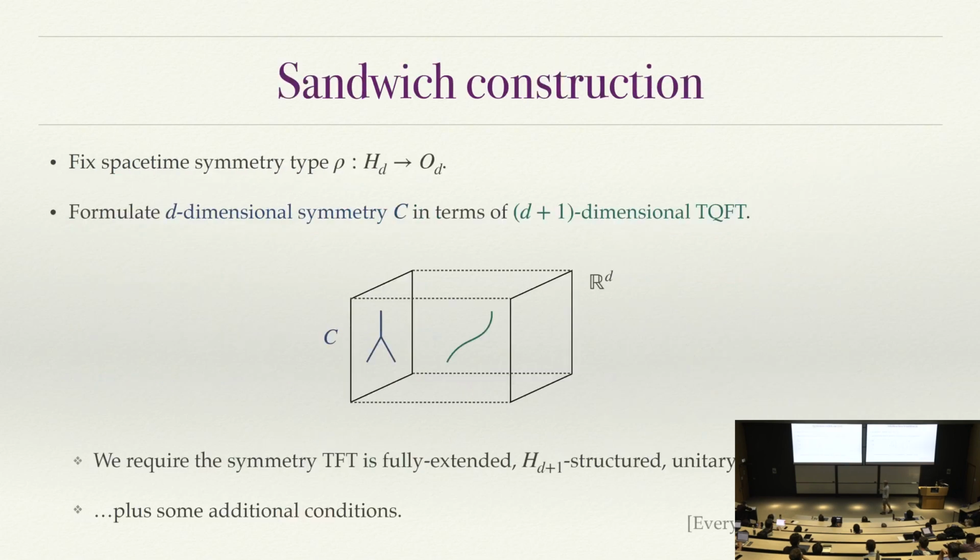Okay, so here's the obligatory picture from this conference. One way to try to encode unitarity is basically to ask for the symmetry TFT to be unitary in some reasonable sense, and then ask what that implies. For example, if I look at the gapped boundary where the symmetry structure lives, what structure do I then get from that? So as I said, I want to be in a world where I fix the symmetry type first, or an internal symmetry type, and then I want to formulate symmetries in terms of a symmetry TFT in one dimension higher.